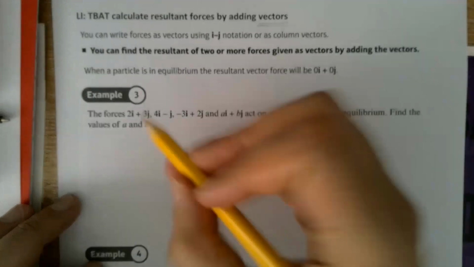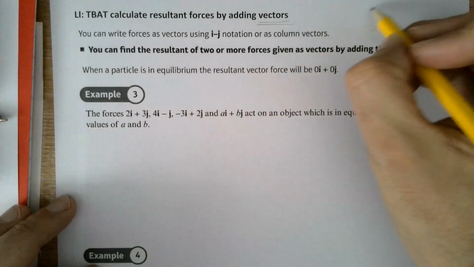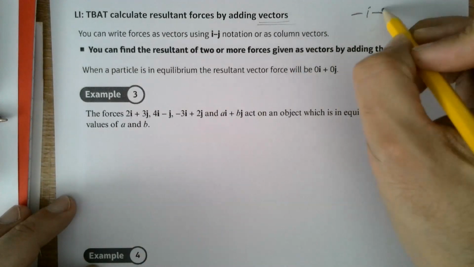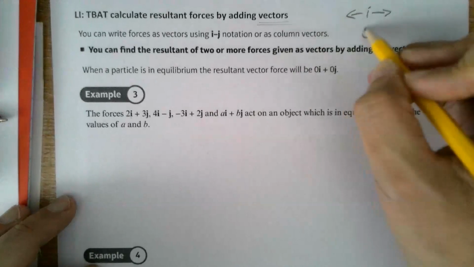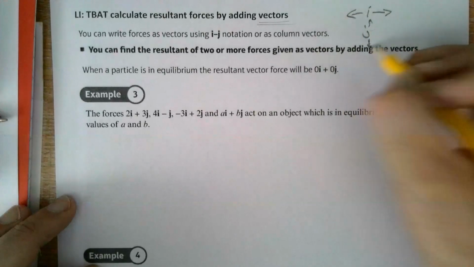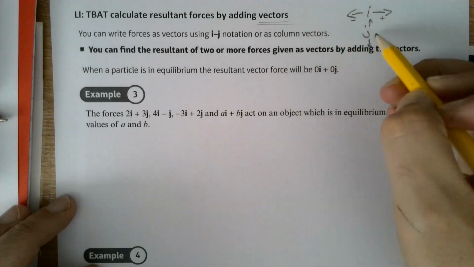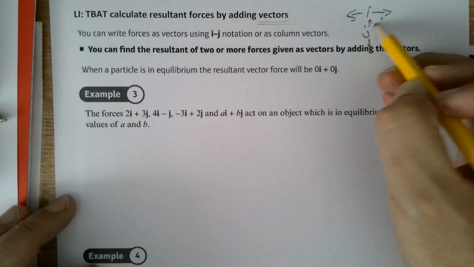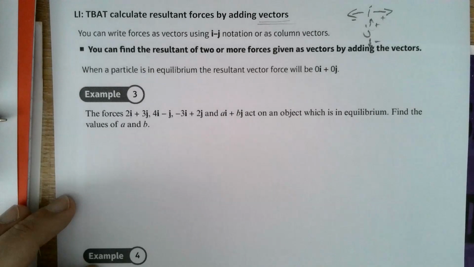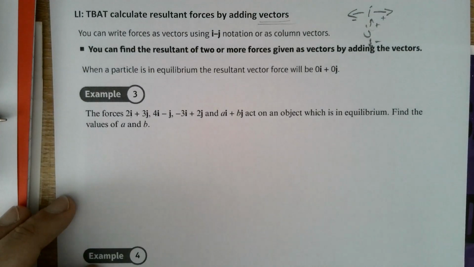We know that if, remember, i goes that way, and j goes up and down. So if i is positive, it'll be going that way. If it's negative, it'll be going that way. And j, if j is positive, it'll be going up. And if j is negative, it'll be going down. So it tells us which way the forces are moving. So what we need to do to find the resultant is just add them together.